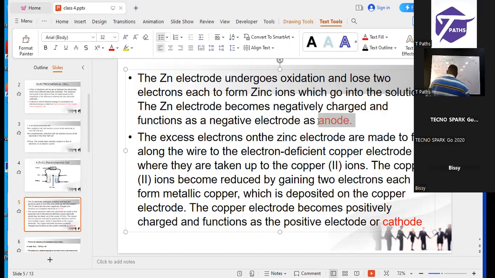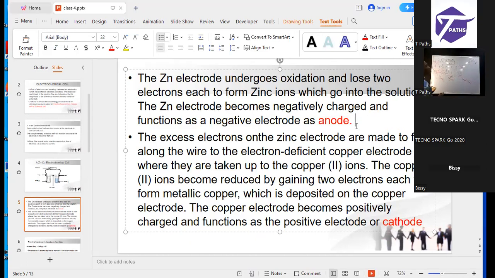Negative electrode. Now, the excess electrons from zinc, you can see a salt bridge that connects the both of them together. So the electrons from zinc flow along the wire to what? To copper.